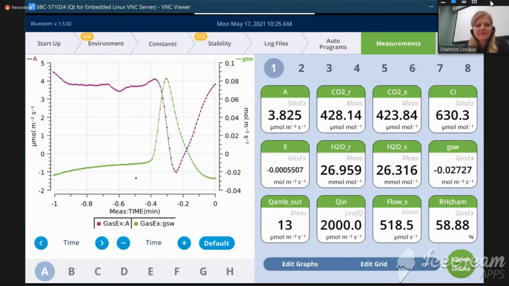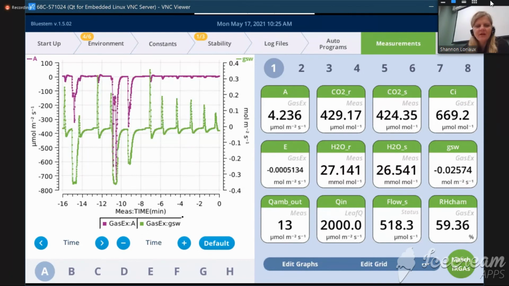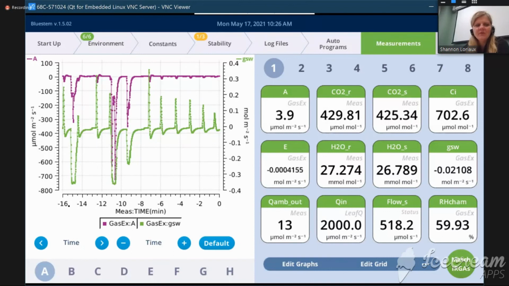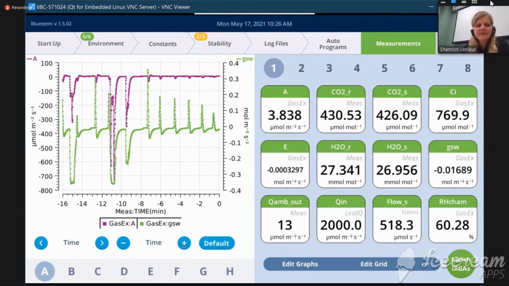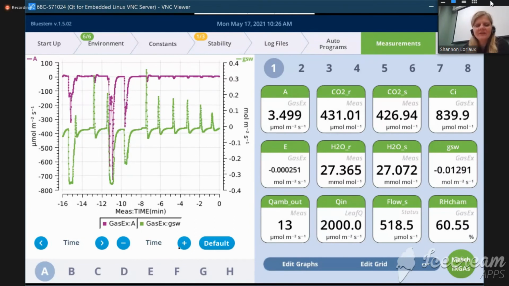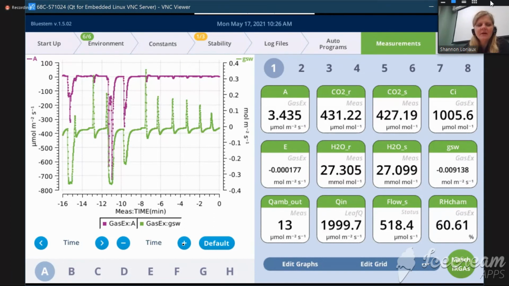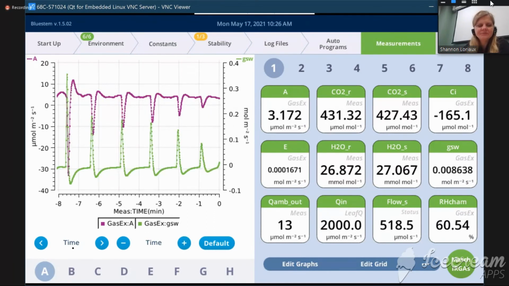By default, it keeps 16 minutes of real-time data in the instrument's memory, so I can go back 16 minutes and see what photosynthesis and conductance were doing. It can be really helpful as you're learning about your plant and seeing, if I change an environmental variable, how long does it take for that leaf to reach stability? So that can be really useful.